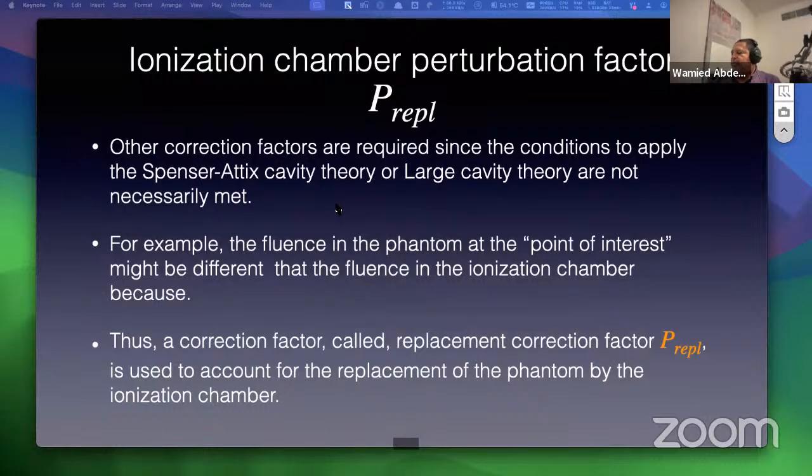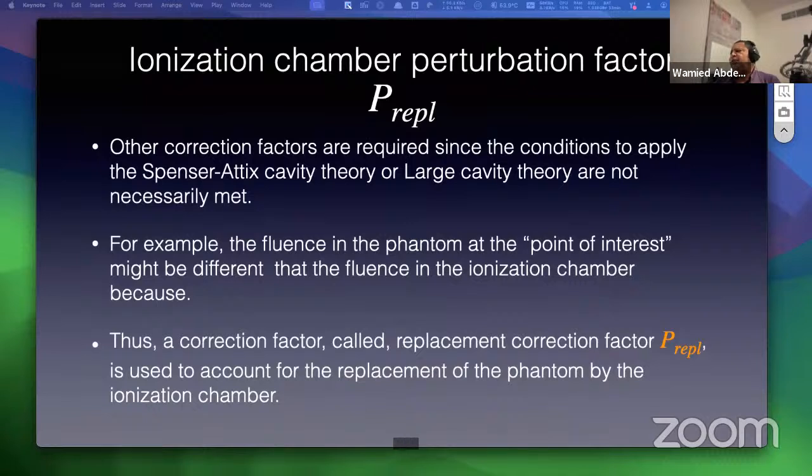So in our Spencer-Attix assumption, the presence of the chamber does not actually perturb the fluence. So the fluence at the point in medium compared to the fluence in the chamber is essentially the same. That's the assumption, but in reality, this is not true. So again, we need to apply another correction factor to account for the presence of the chamber there.